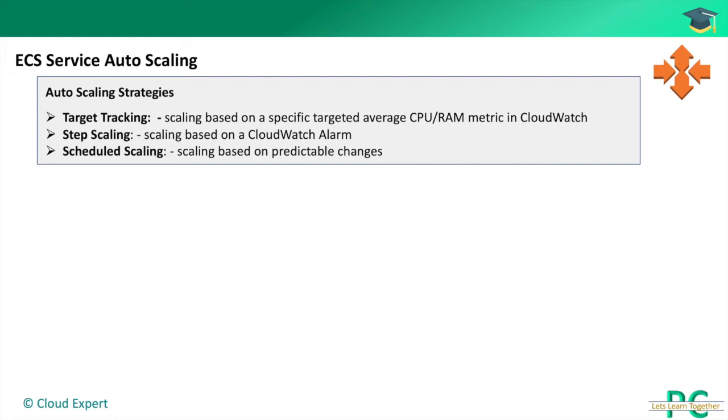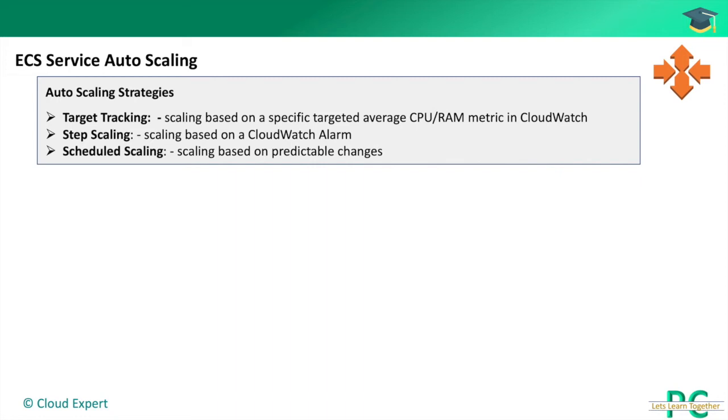Let me start with target tracking. Under target tracking, scaling is based on a specific targeted average CPU or RAM metric in CloudWatch. For example, you can specify a scaling technique like: if your CPU utilization is greater than 70%, add a new task container.